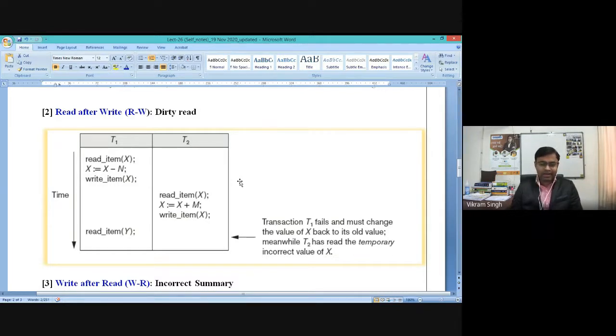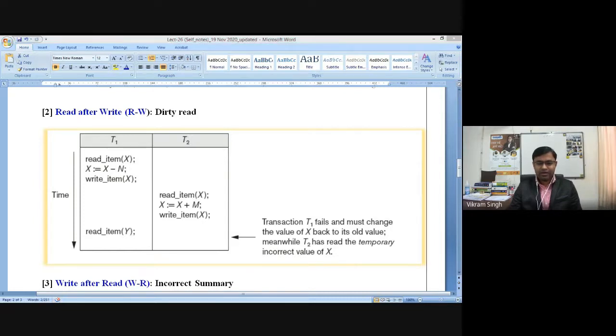And if you are reading X, this is a typical scenario. Whenever transaction T1 fails for some reason, and T2 has this old value of X, T1 loses the value of X which it had changed. This is typically the scenario where we say it is a dirty read. So T2 is accessing the incorrect value of X, which was created by the transaction T1, right?